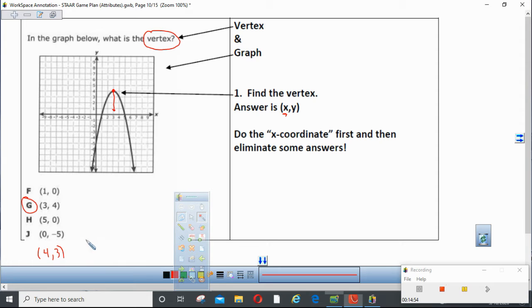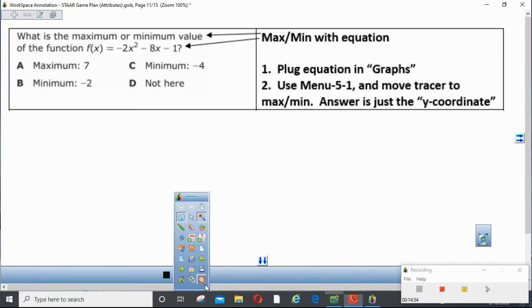Okay. In the end, it's not that it's difficult, but it can be tricky, especially if you don't go to the x first, or if you try to do both of them at the same time. All right. Next one is a max or a min. We don't know which one it is till we see it. And it's an equation, so we got to go type this in.